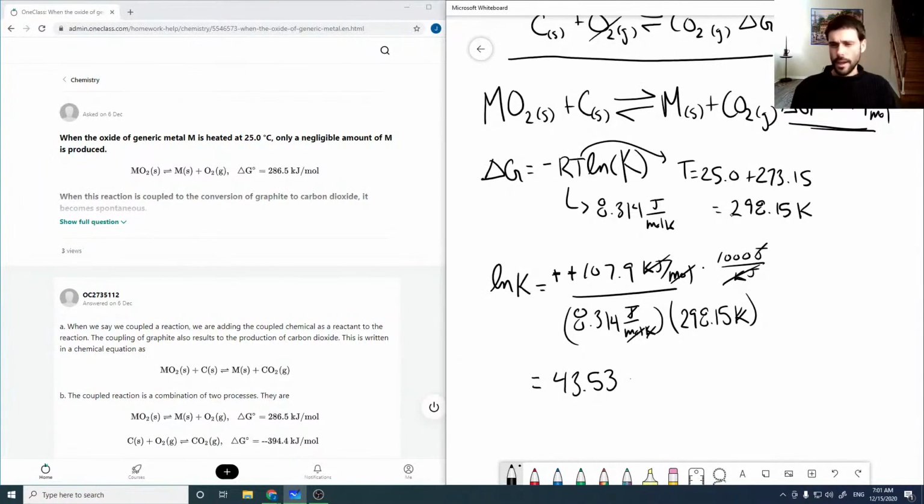which gives us a K of e to the 43.53, which is like 8.03 times 10 to the 18. And remember, the more it's greater than 1, the more it favors the products. So heavily favors products.